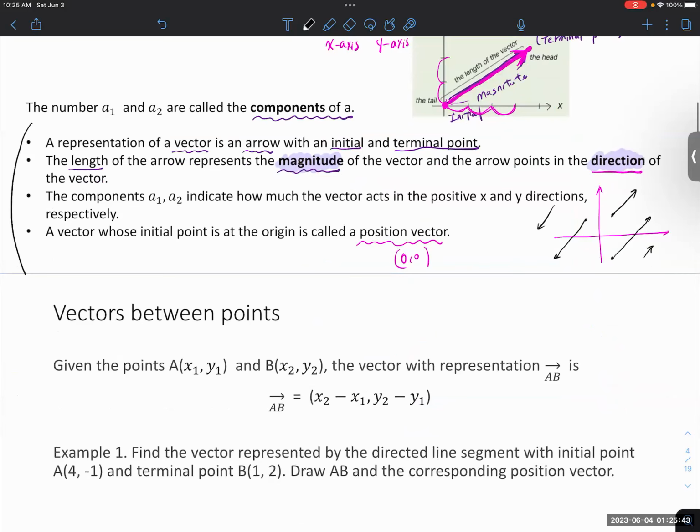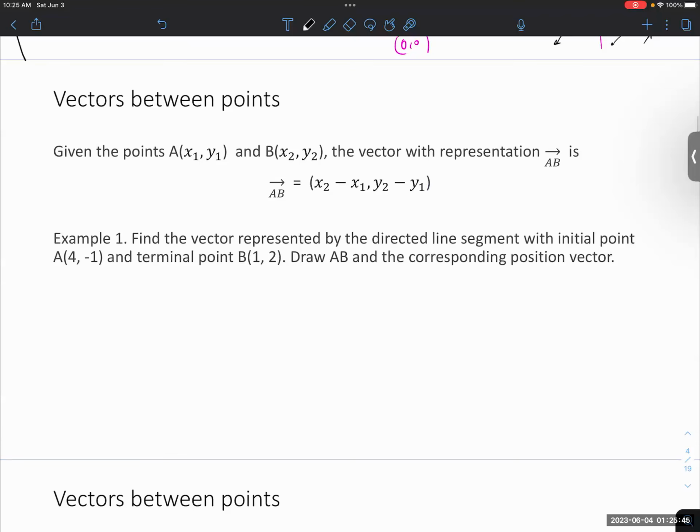So let's talk about vectors between two points. As you know, for a vector we have an initial point, right? And we have a terminal point. In two-dimensional space, you might have x1, y1 as an initial point, and you have x2, y2 as a terminal point. So how do we describe the vector between these two initial and terminal points?